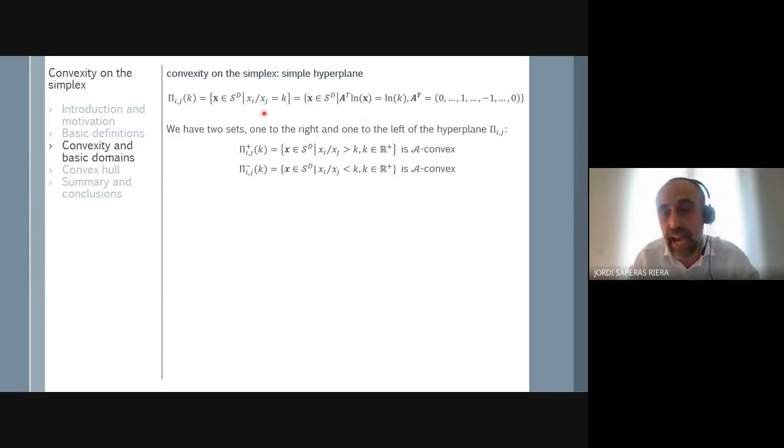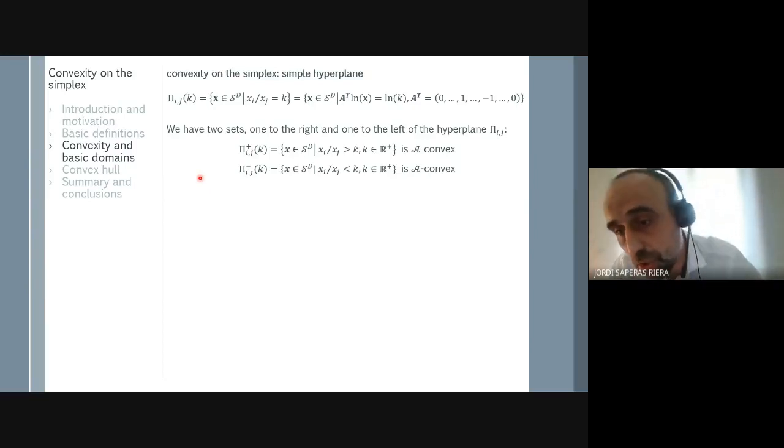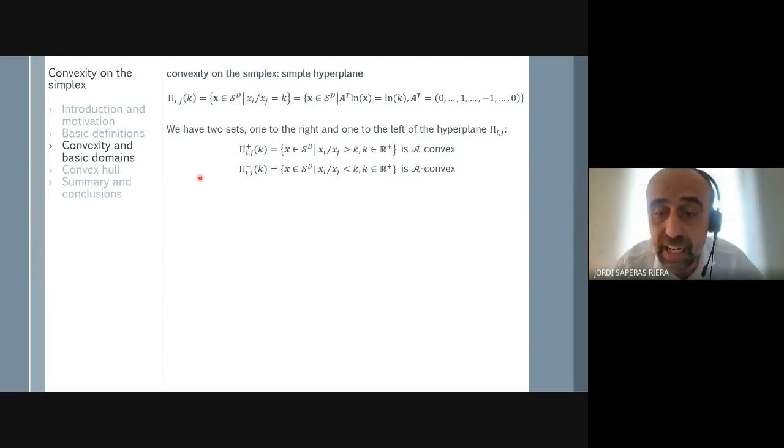Both the algebraic and the graphic representation of this hyperplane are easy to interpret. The hyperplane splits the simplex into two basic sets, one on the right and the other on the left. Both sets are affine half spaces, and in particular, it's easy to see that they are convex sets.